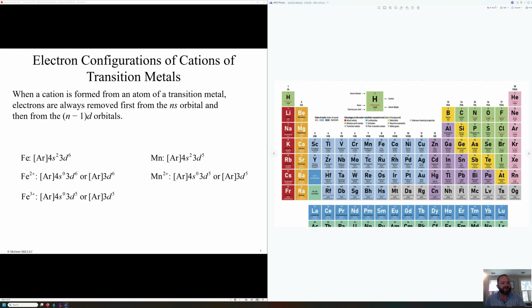And so instead of writing all those out, we'll just put argon and then start here at 4s2, and then the 3d. So that's 4s0 3d5 for iron 3, and 3d6 for iron 2. Anyway, so moving on.